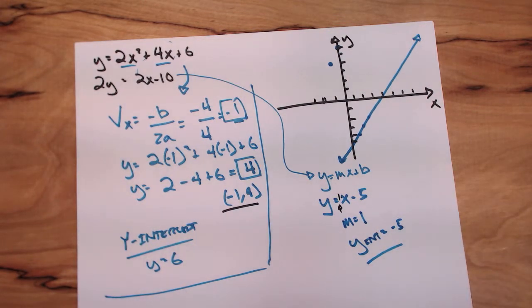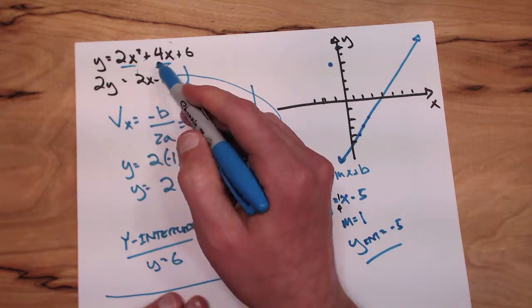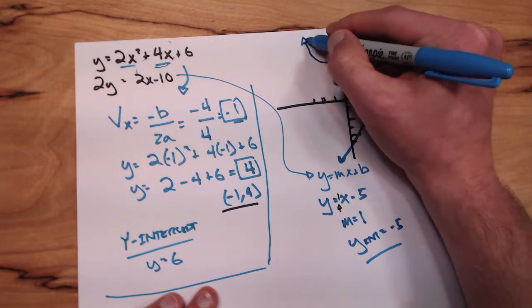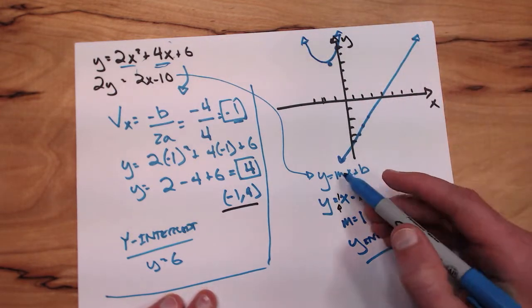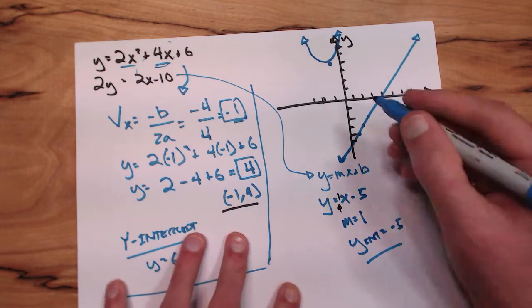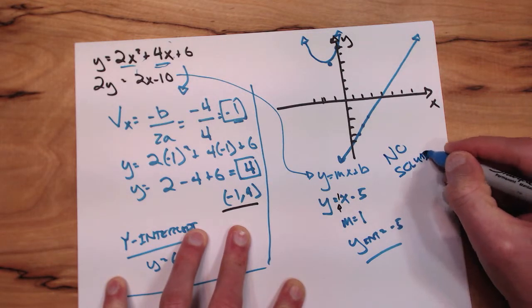Alright, and our last job is to figure out if there are any solutions. Well, like I said, I know this parabola opens up, so it's going to look something like this, right? And I know that this line goes this way, so it looks like these actually are never, ever going to touch. So this system has no solutions. No solutions.